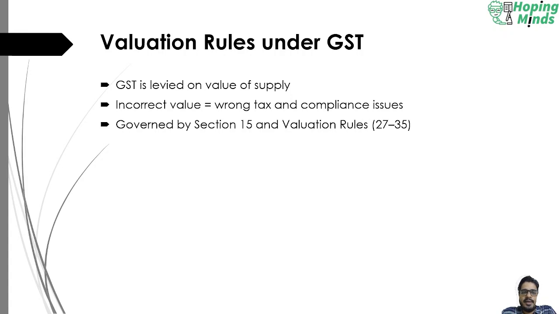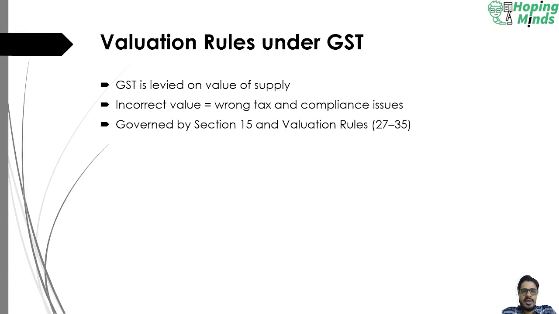For example, a customer buys a refrigerator from an electronics store for rupees 20,000. Assuming they are unrelated and this is the only payment, rupees 20,000 is the transaction value on which GST is charged.